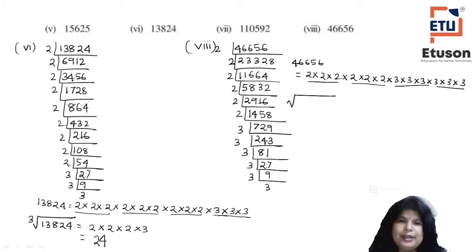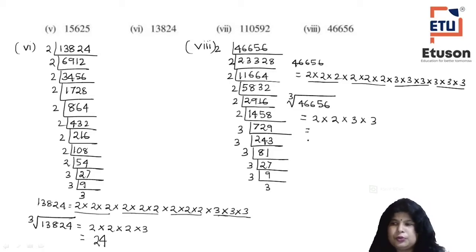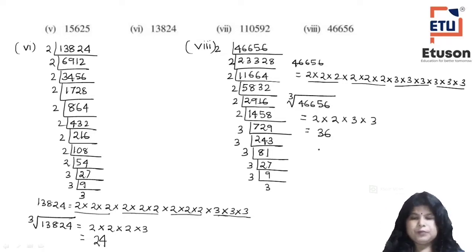Now while finding out the cube root of the number, you have to take one number from each group. So you took first number, that is 2, second number from the second group, third number from the third group and fourth number from the fourth group. So your answer is 2 into 2 is 4, 4 into 3 is 12, 12 into 3 is 36. So your answer is 36.